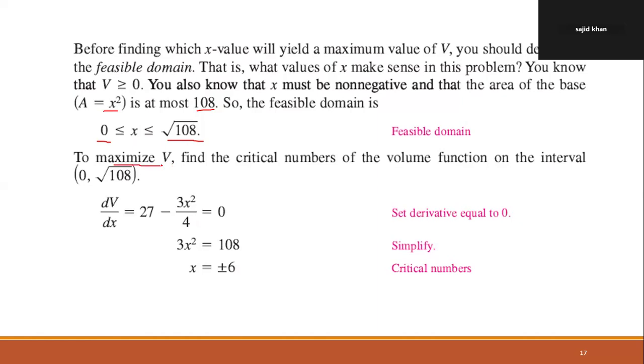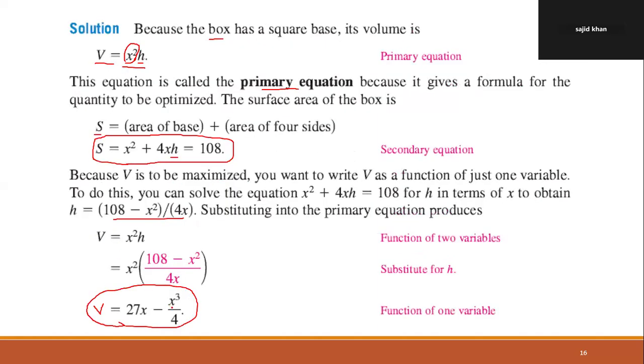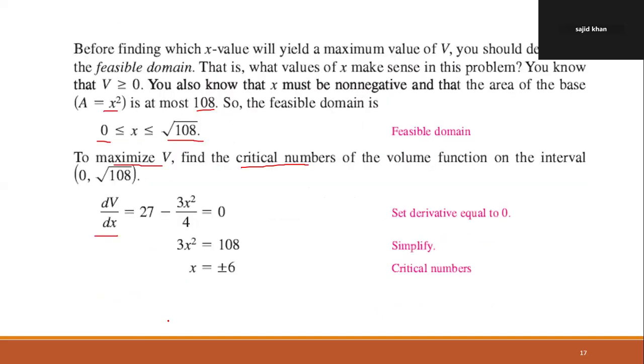So how to maximize V? First of all, our job is to calculate the critical number. As in previous slides, we have discussed the extreme values, and that extreme values exist over the critical numbers. So first of all, take the derivative of the previous equation, which is basically 27x minus x cube over 4. Again, it is a very simple function. So we have the derivative 27 minus 3x square over 4 by the power rule, and equate it to 0. We get the value of x which is equal to plus minus 6.